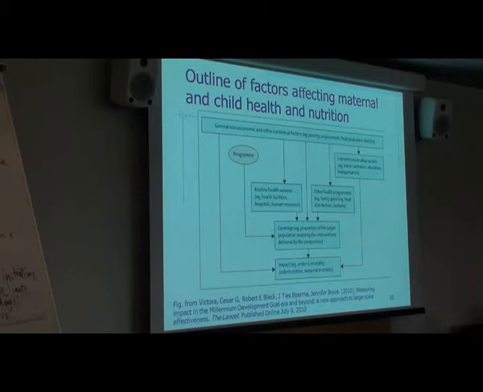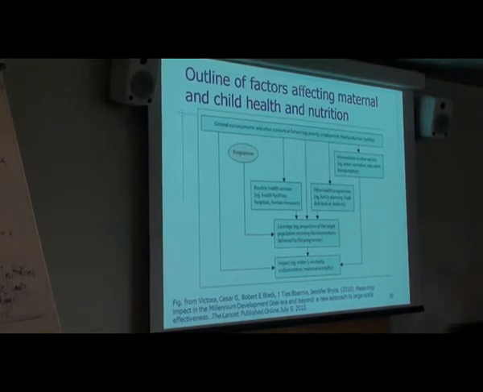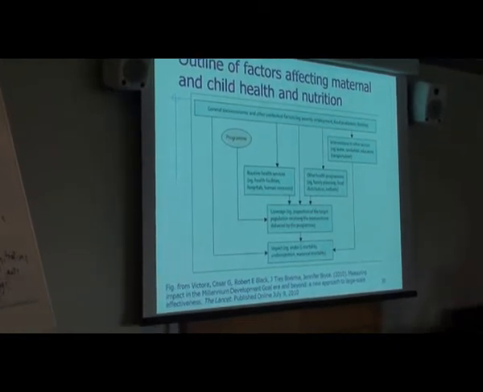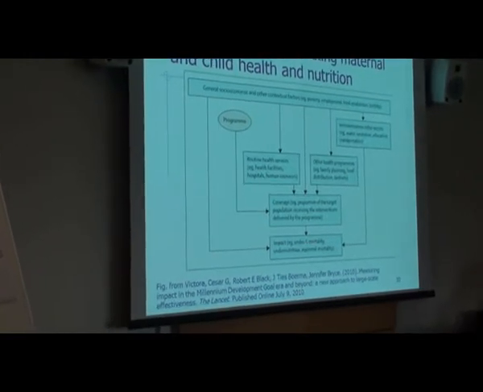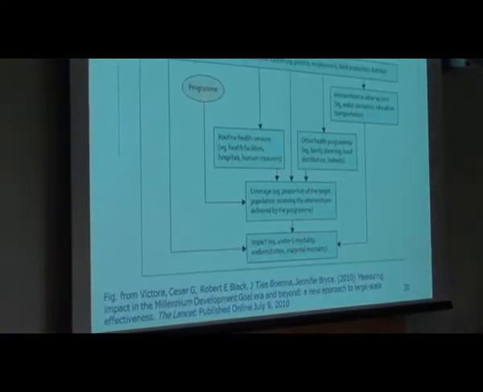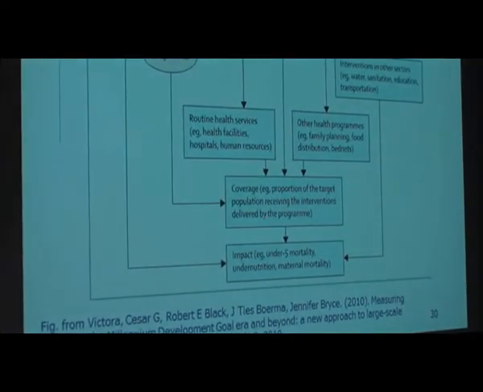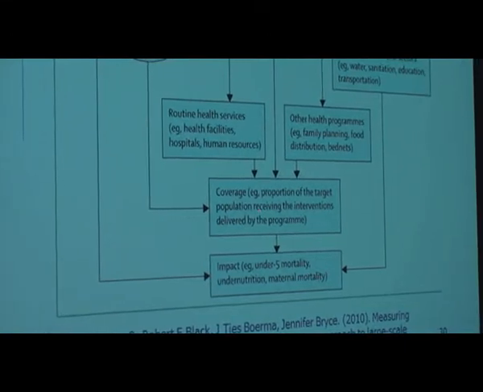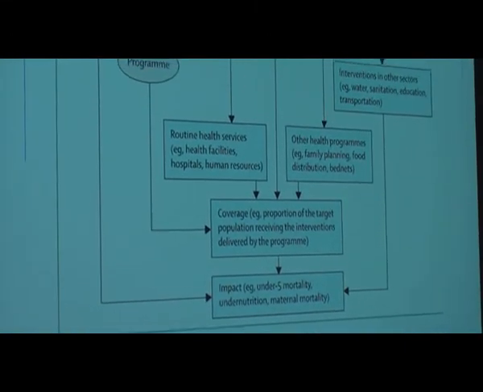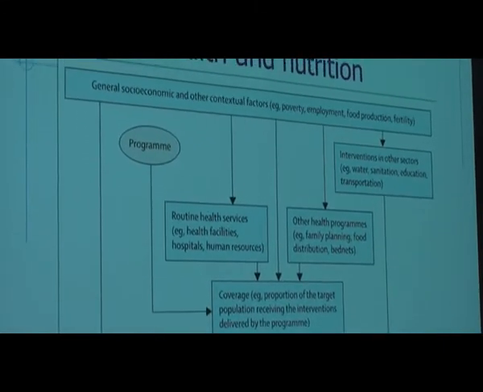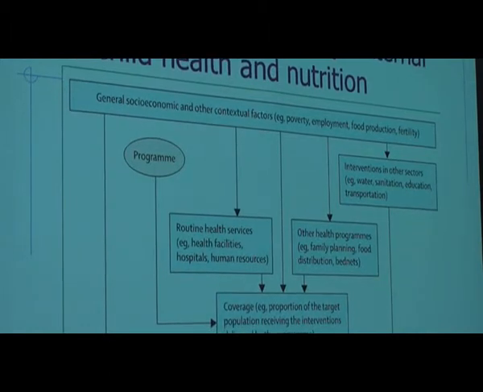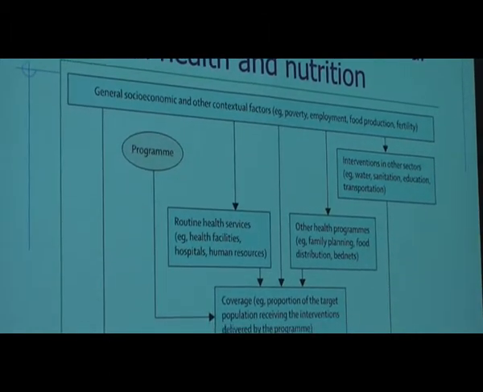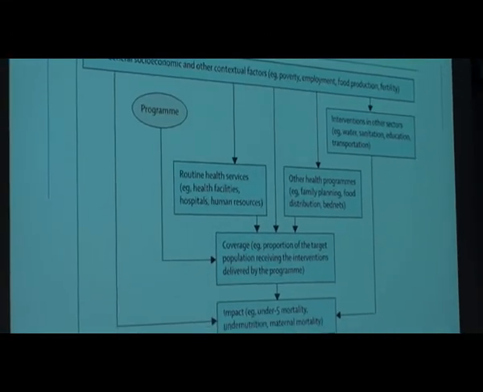And here's another one. I don't know how well you can read this, but it comes from maternal child health. And here's the program itself, which influences coverage of a portion of the target population receiving intervention, which is the health services. The impact would be mortality rates of children under 5, undernutrition, maternal mortality. Programs influence the coverage, who's getting the intervention, and this is going to be influenced as well by your general context, routine health services, other health programs. The impact's going to be influenced not only by your program, but by the overall context, by other interventions going on. So it's another way of looking at theory of change.